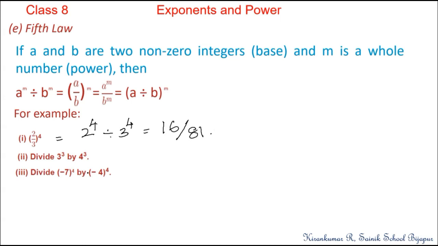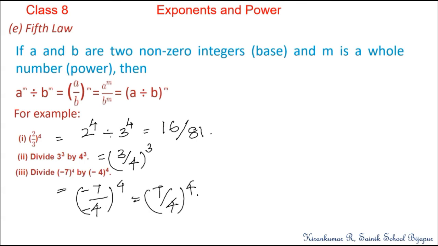The question is to divide 3 to the power of 3 by 4 to the power of 3. It is 3 by 4 to the power of 3. It can be written like this. Minus 7 by minus 4 to the power 4, same as 7 by 4 to the power 4. Can be written like this.